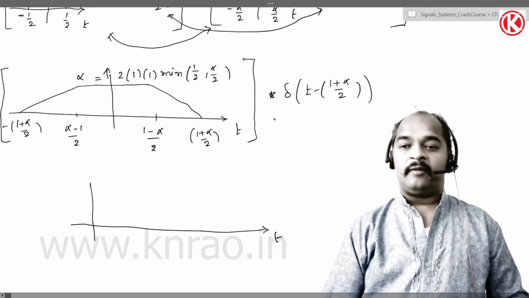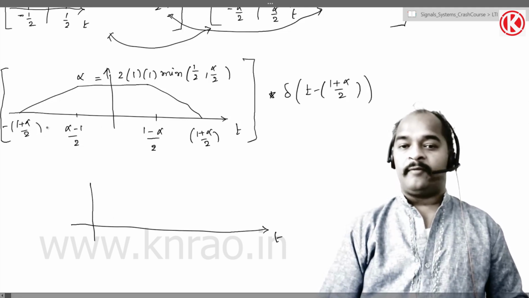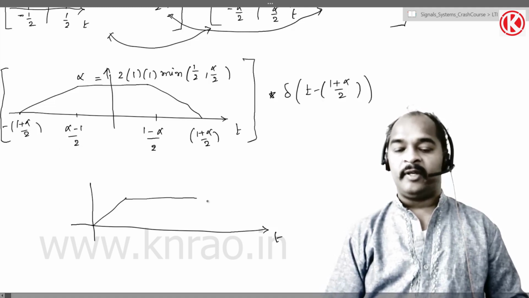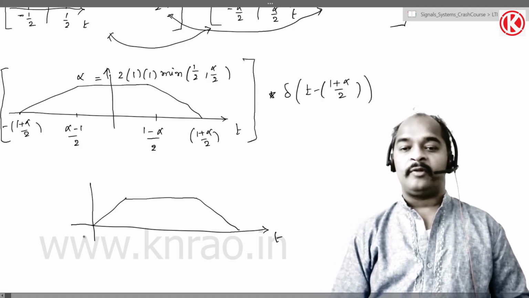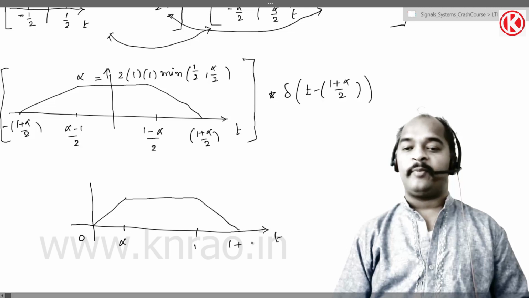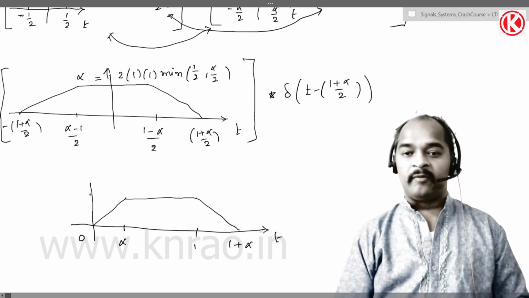The final answer would be like this. So you have to shift this by 1 plus alpha by 2. So this point will go to origin. So finally you get the trapezoid like this. So this is 0 and this point would become alpha. This point would become 1 and this point would become 1 plus alpha.